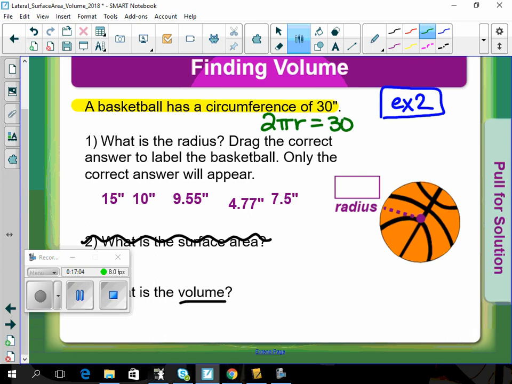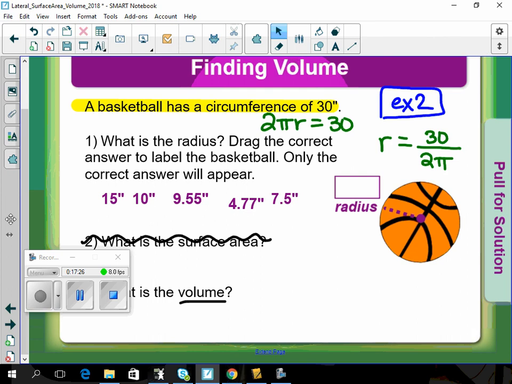That's the circumference. How do I solve that for r? Because I know I need to find r. How do I solve that equation for r? Divide by 2 pi. Very good. So r is equal to 30 divided by 2 pi.